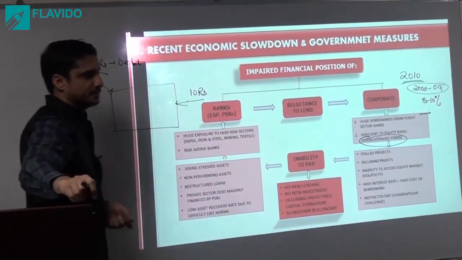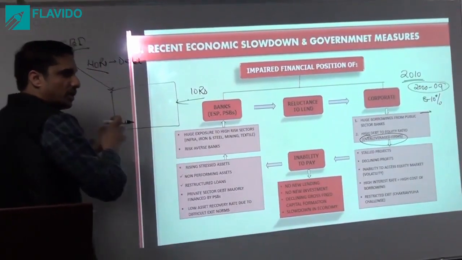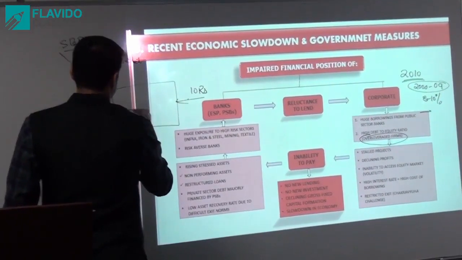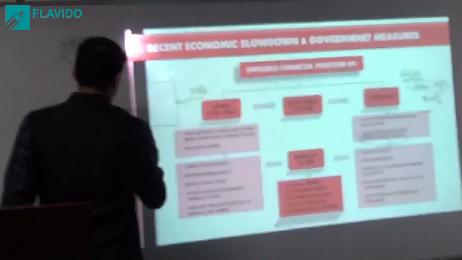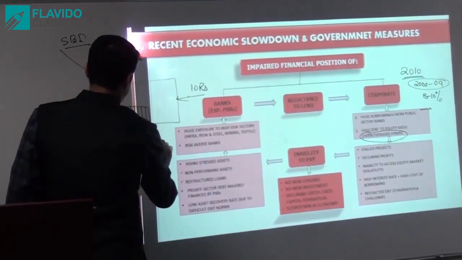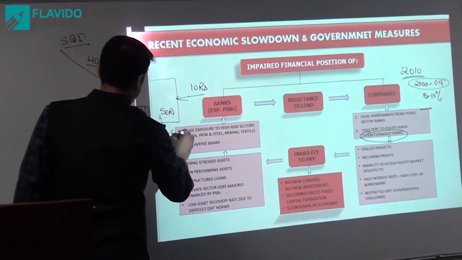Third option: dilute the ownership of this particular company. It means equity. Shares दे दो उसके. So suppose you sold shares worth 50 rupees. So you get 50 rupees. This is known as equity.